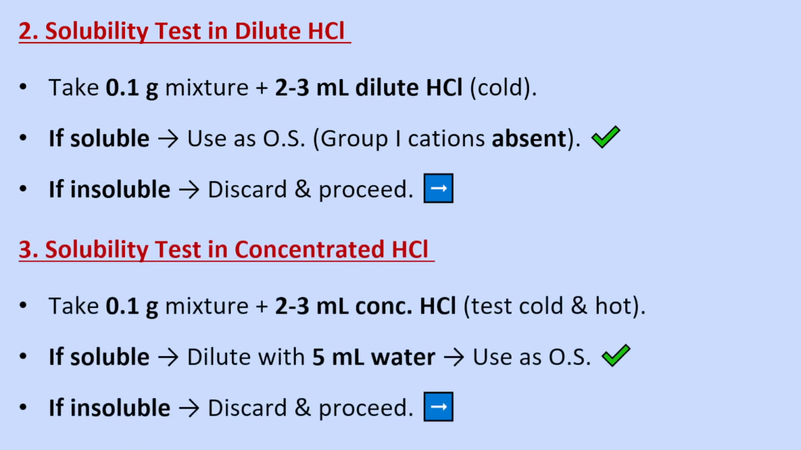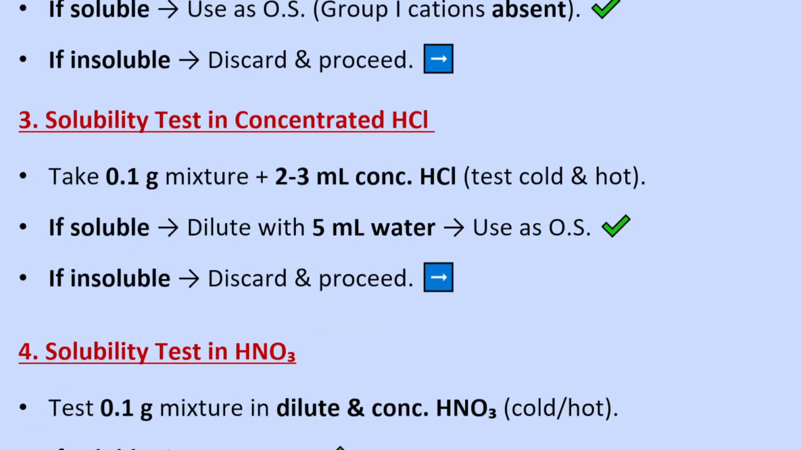Solubility test in concentrated HCl. Again take 0.1 gram of mixture, add 2-3 ml of concentrated HCl. Test the solubility in both cold as well as hot condition. If soluble, dilute it by adding 5 ml of water and use it as the original solution. If insoluble, discard and continue testing with the next acid.